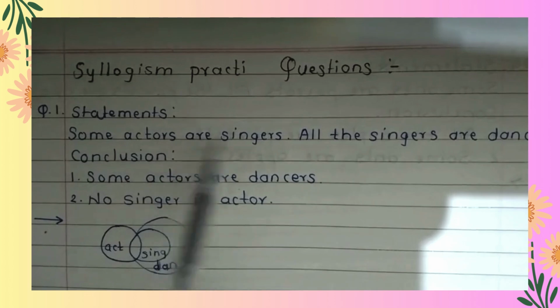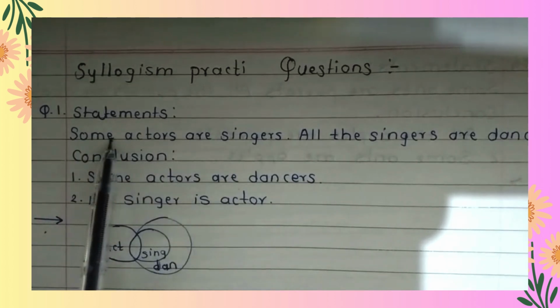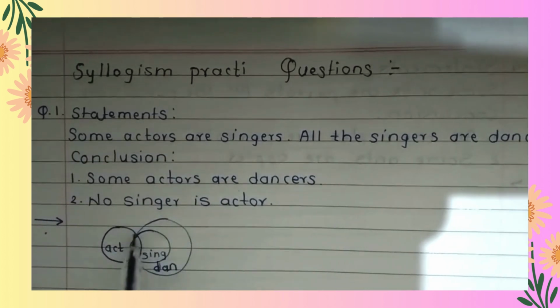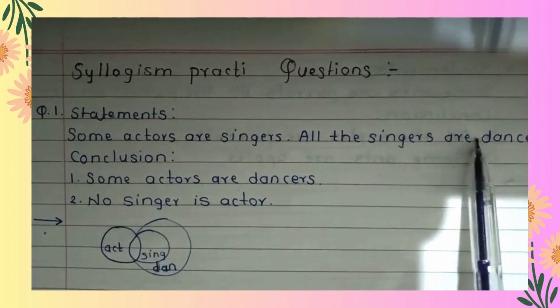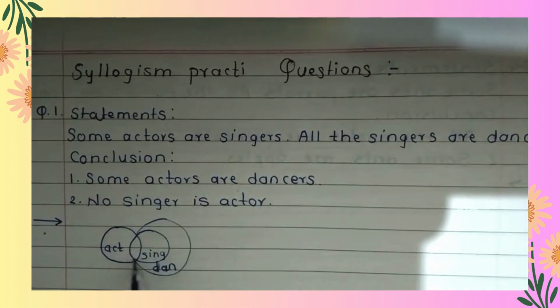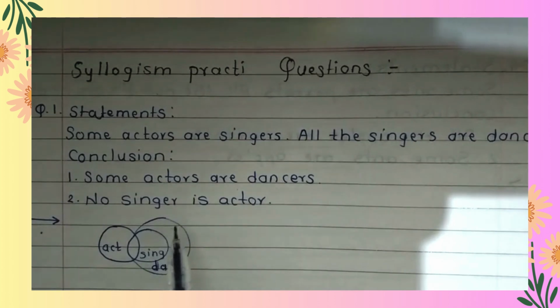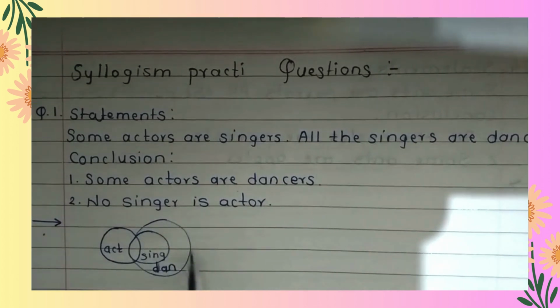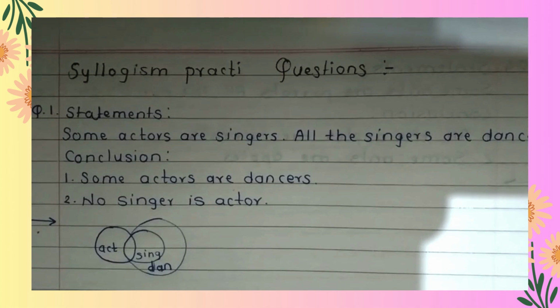Some actors are singers, so how can we represent this "some"? By using two circles, actors and singers. Some actors are singers, all the singers are dancers. So all these singers are dancers, so we can include the singer circle in the dancer circle, right? Now let's see which conclusion follows this statement.